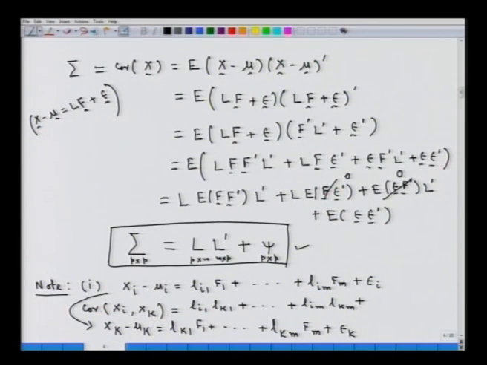So we will have the covariance between xi and xk just given by these terms, which in terms of summation one can write as the sum of Lij times Lkj, where j goes from 1 up to m. So the covariance between xi and xk, which is the sigma ik element of the sigma matrix, is in terms of the factor loadings equal to this term that we have obtained.